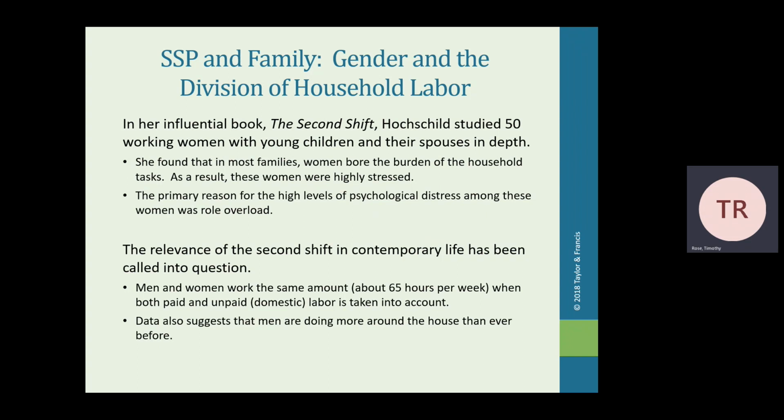So we find that men and women, on average, statistically, work about the same amount each week, about 65 hours per week, when both paid and unpaid domestic labor is taken into account, right? Data also suggests that men are doing more around the house than ever before. So it is important to recognize that inequality in the division of household labor is nowhere near as bad as it was in the 50s, but it's also still not equitable. Why is this mattering, though?